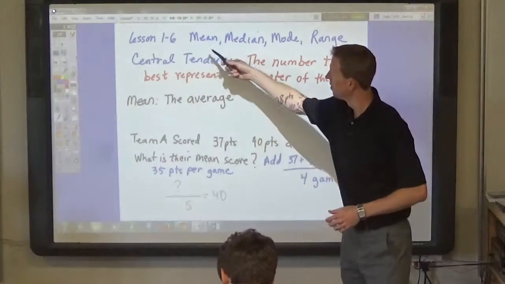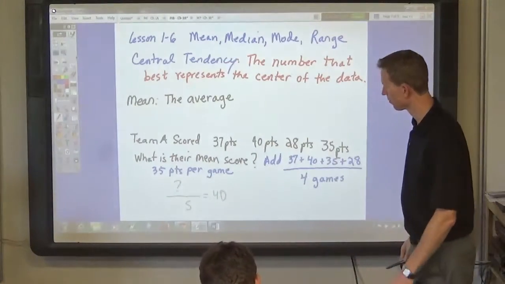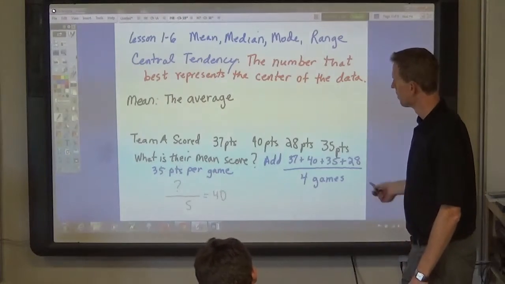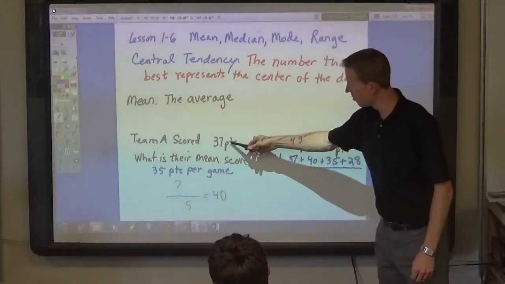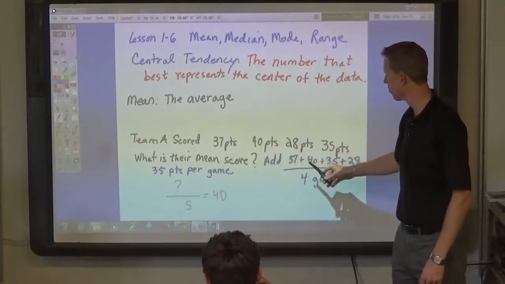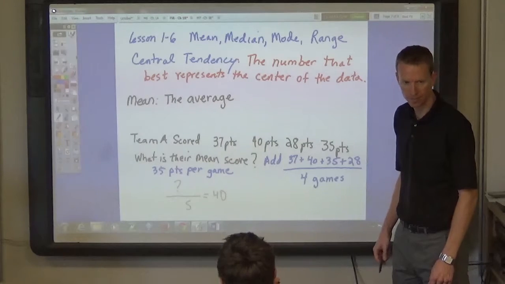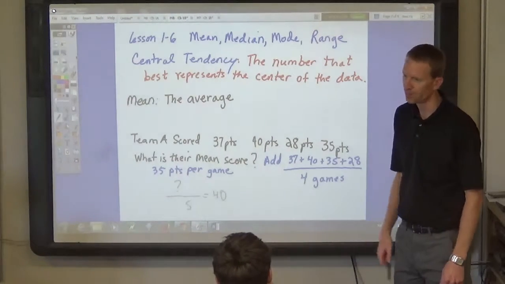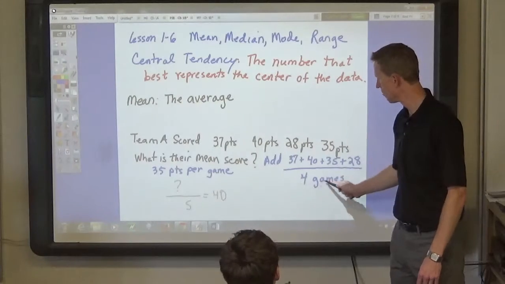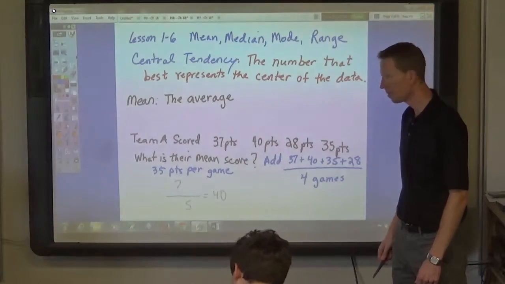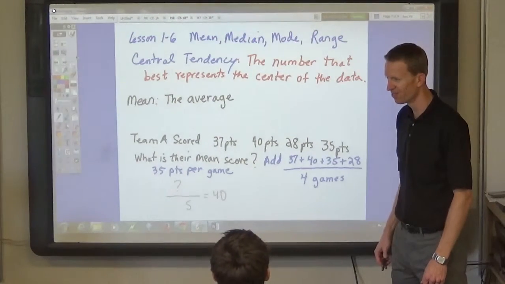So one of the ways to find the central tendency is to use the mean, or the average of the numbers. Look at the example. To find the average score of this team, if they scored 37 points, 40 points, 28 points, and then 35 points, what was their mean score? What would you do? Add them all and divide by 4. Yep. Add them all up, find the sum of the 4 games, divided by 4. What do you get? 35. Yes.